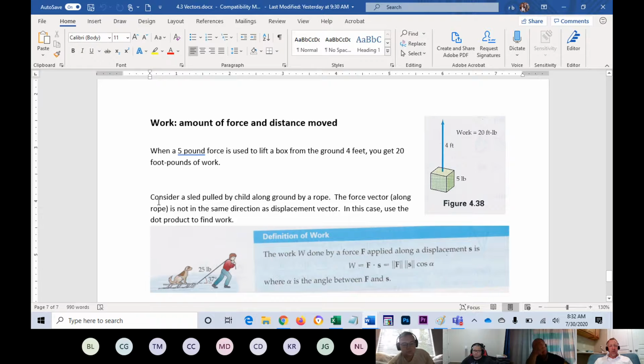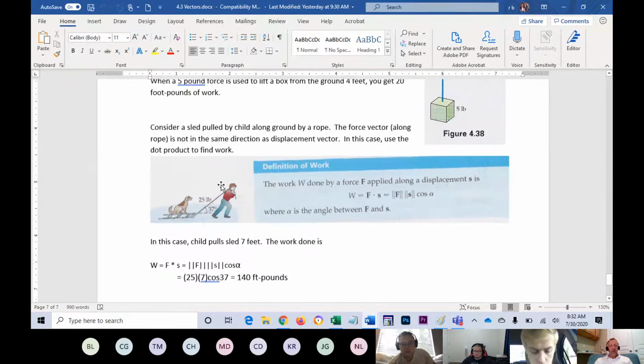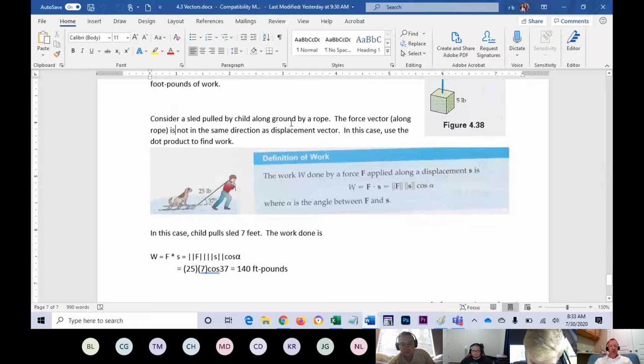Now let's talk about what happens if you're lifting it at an angle. Consider a sled being pulled by a child along the ground by a rope. The force vector along the rope is not in the same direction as the displacement vector because he's pulling the dog and the sled forward. So in this case we're going to use the dot product to find the work.